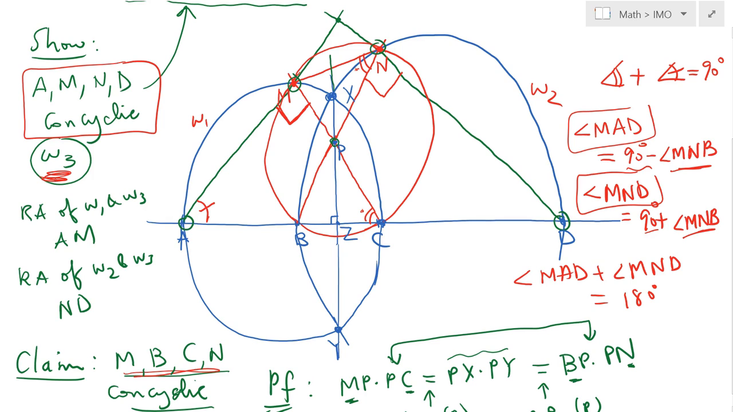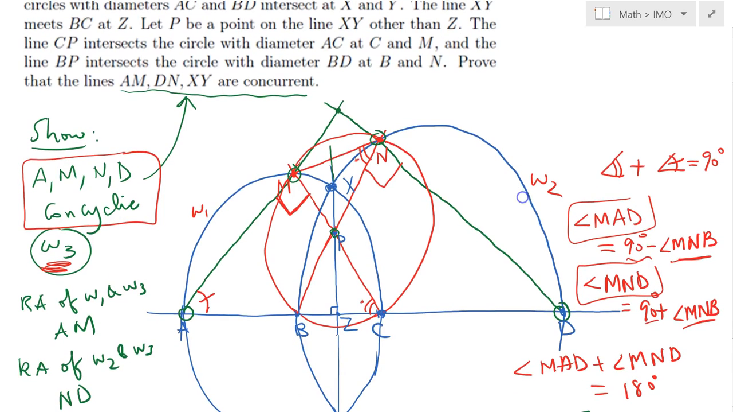As a result, those three lines which we want to show as concurrent are each the radical axes of pairs of these three circles, and by the radical axis theorem, they should meet at the radical center of these three circles, which is basically this point here. And we are done with this solution.